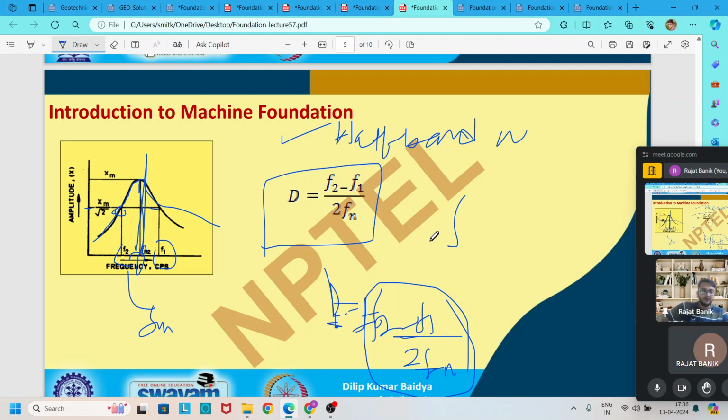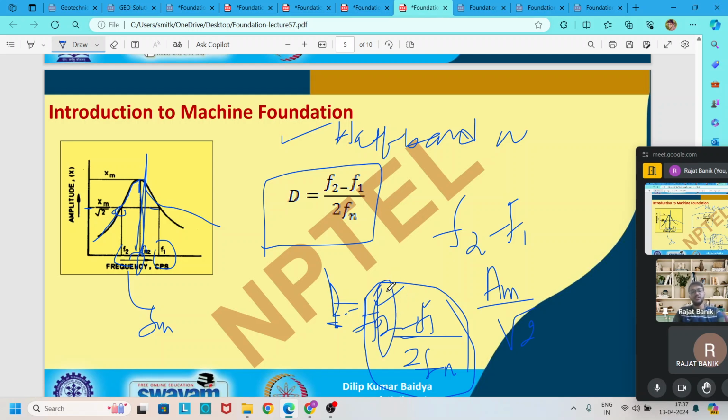And to find out F2 and F1, we need the value of the maximum amplitude, and at 1 by root 2 times the maximum amplitude, we get the two frequencies. One is called F1, another one is called F2. From the two, whichever is greater, we put it first.